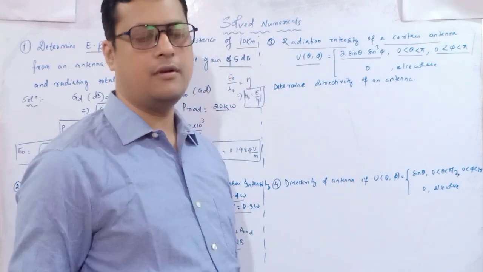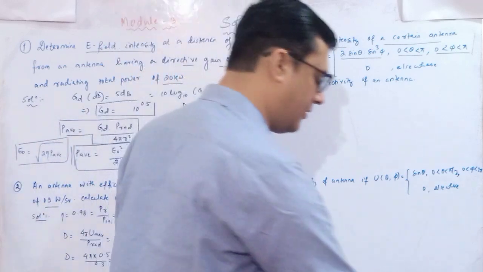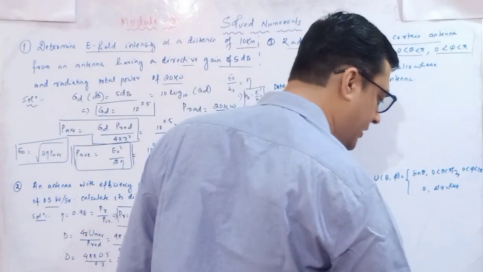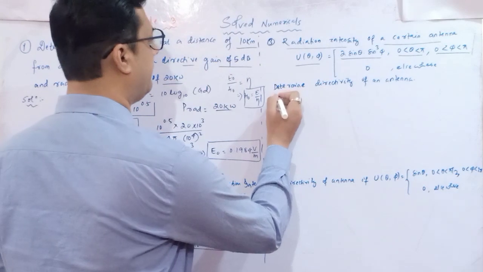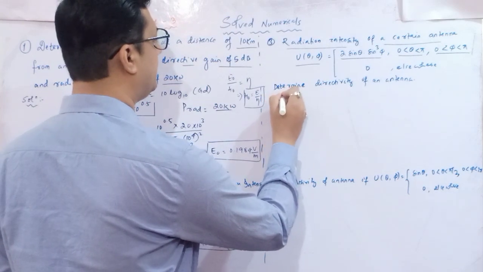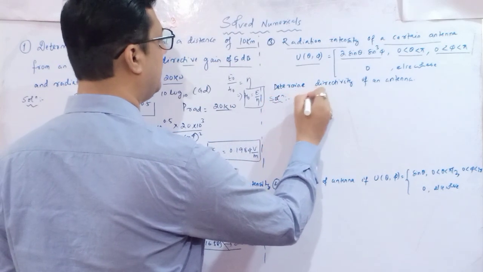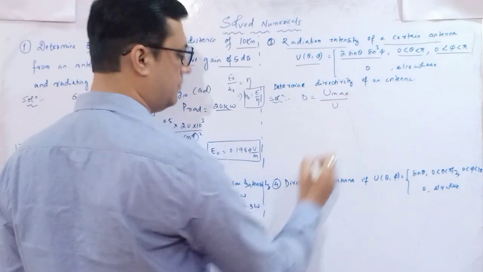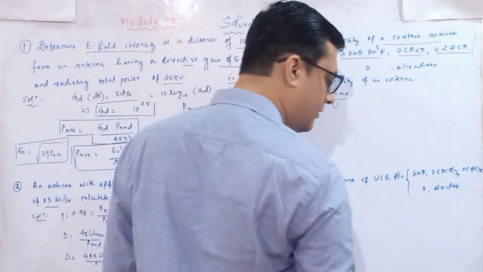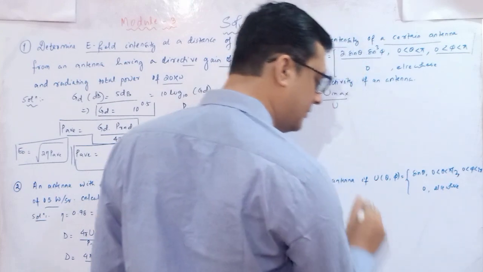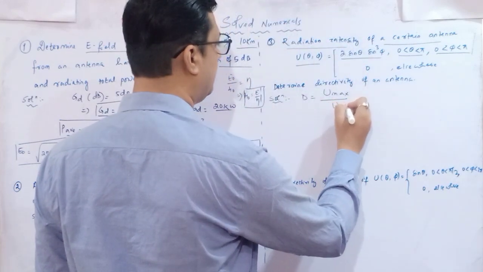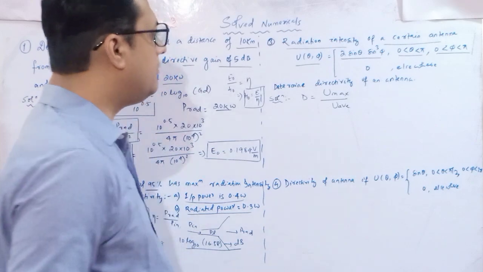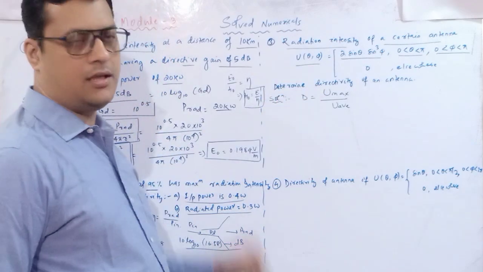So like that we have to identify. So how to proceed with this? First we have to identify the directivity. So directivity is the ratio of U max divided by U average. Now what is U max?